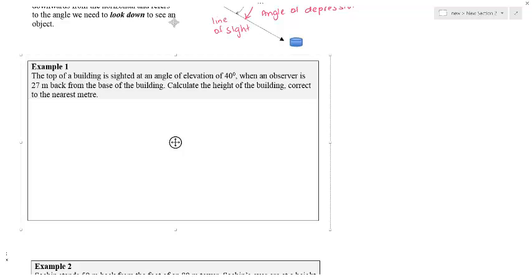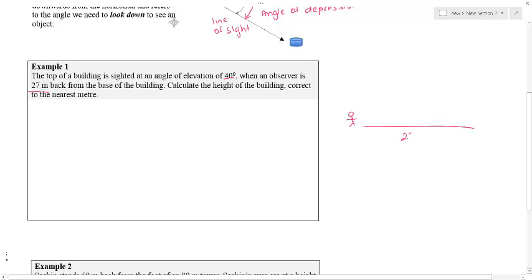The first question is: the top of the building is sighted at an angle of elevation of 40 degrees and the observer is 27 meters back from the base of the building. Calculate the height of the building correct to the nearest meter. So before we begin, we're going to draw the diagram. Our stick person is standing 27 meters away from a building, looking up to the top of the building at 40 degrees.